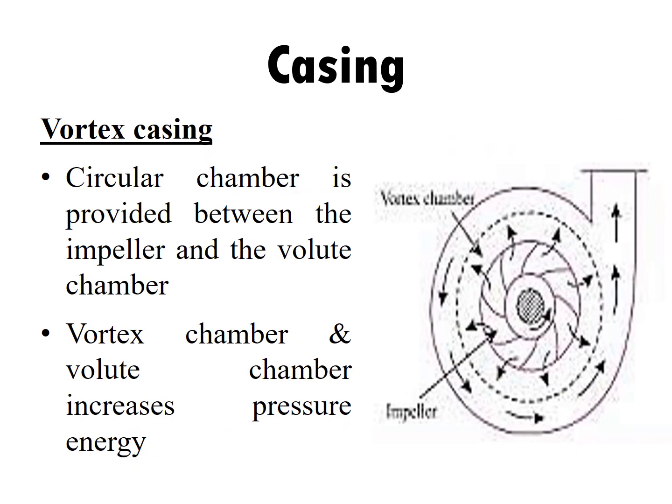Now the second type is vortex casing. In the vortex casing, a separate circular chamber is provided between the impeller and the volute chamber. You can see that inside the dotted line. If you want the pressure to be increased more, you go for a vortex casing.